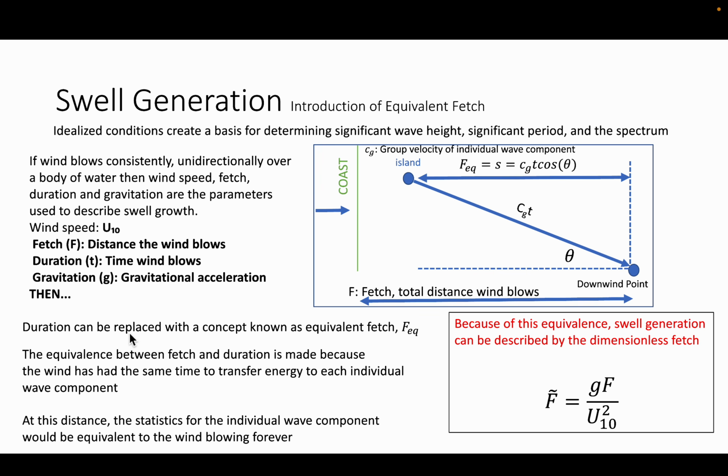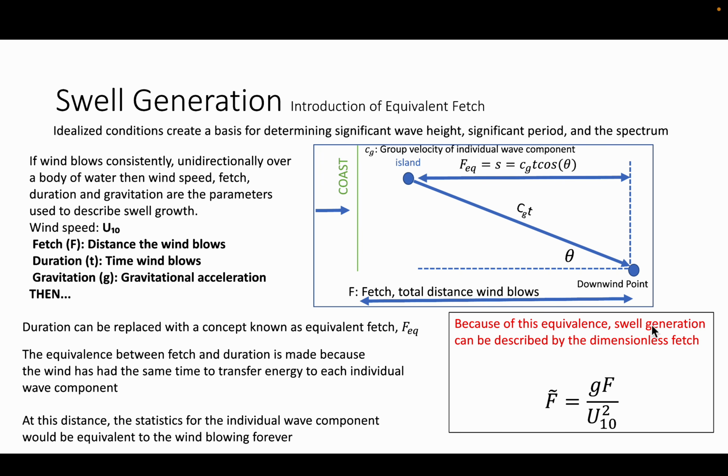Okay, that's nice because we can get rid of our duration. So now instead of depending on time up here, we can get rid of time. As we said before, the equivalence between fetch and duration is made because the wind has had the same time to transfer energy to each individual wave component. At this distance, the statistics for the individual wave component would be equivalent to the wind blowing forever.